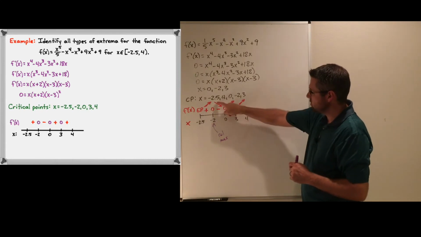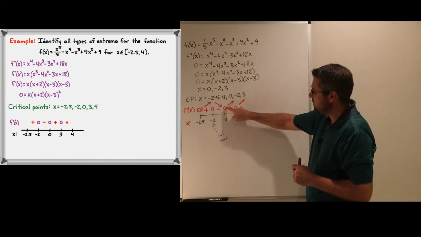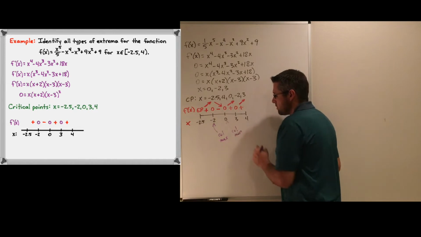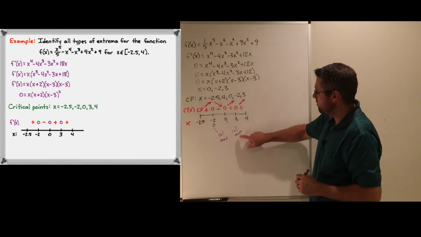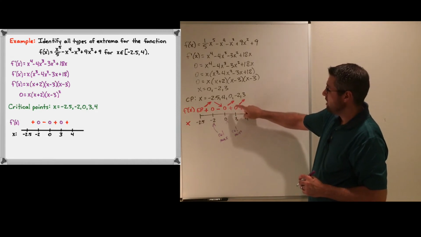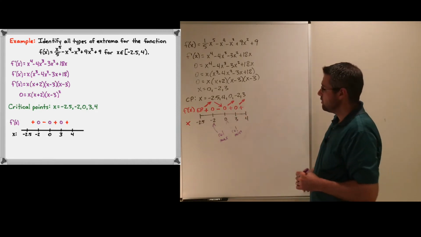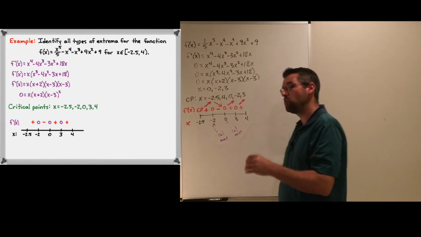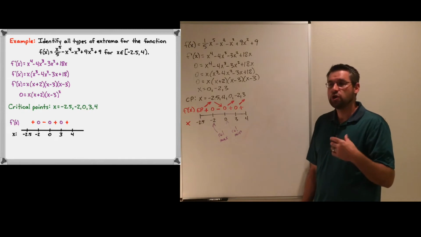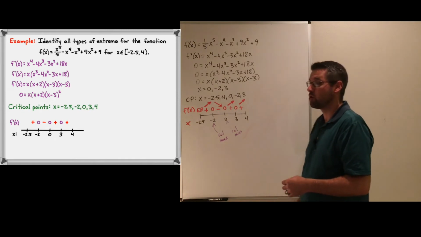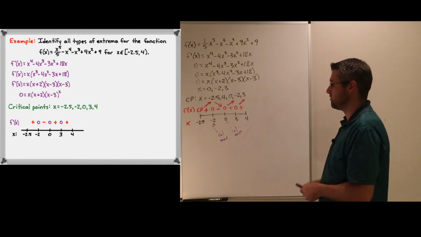And then at 0, the function was going down, and now it's going up. Therefore, we have a relative minimum here. Then at 3, we notice the function was going up, and it continued going up. So there is no extrema there. And that's what we're talking about with critical points. Critical points are only candidates. They are not necessarily where extrema occur. They're just potential candidates for that.